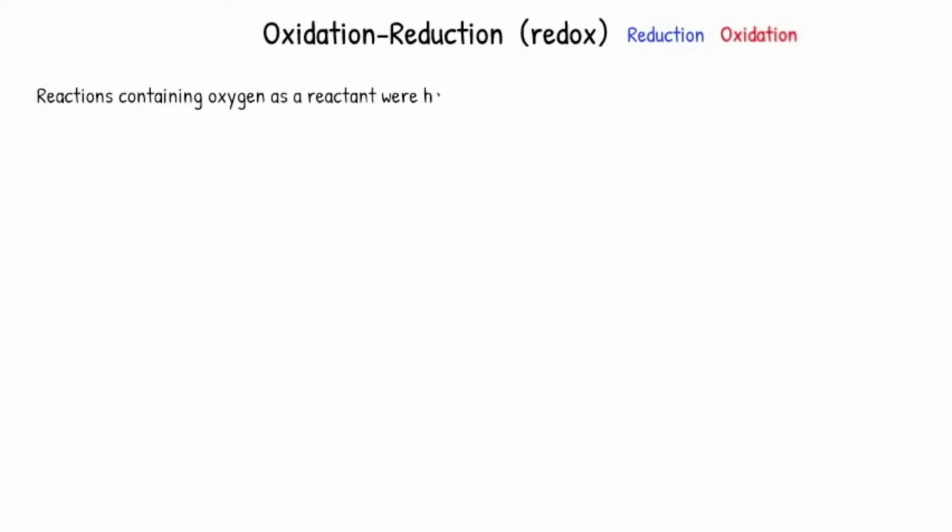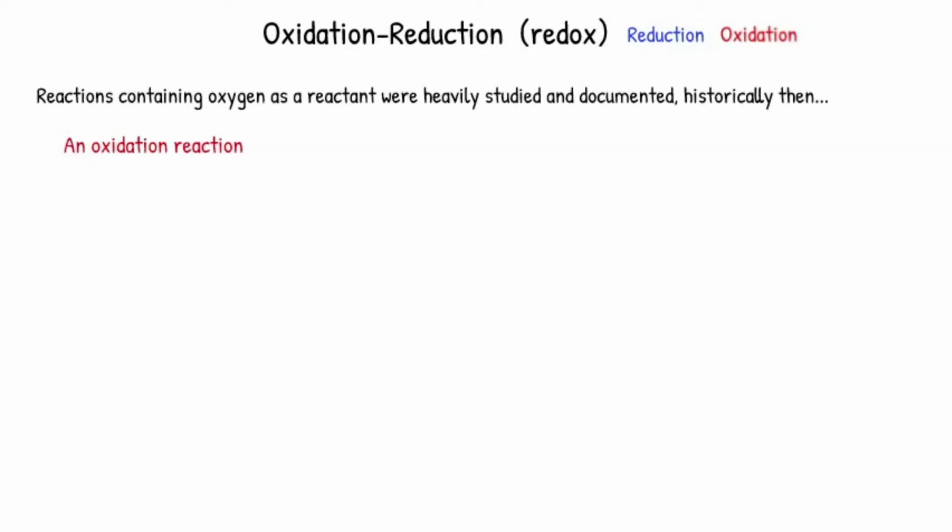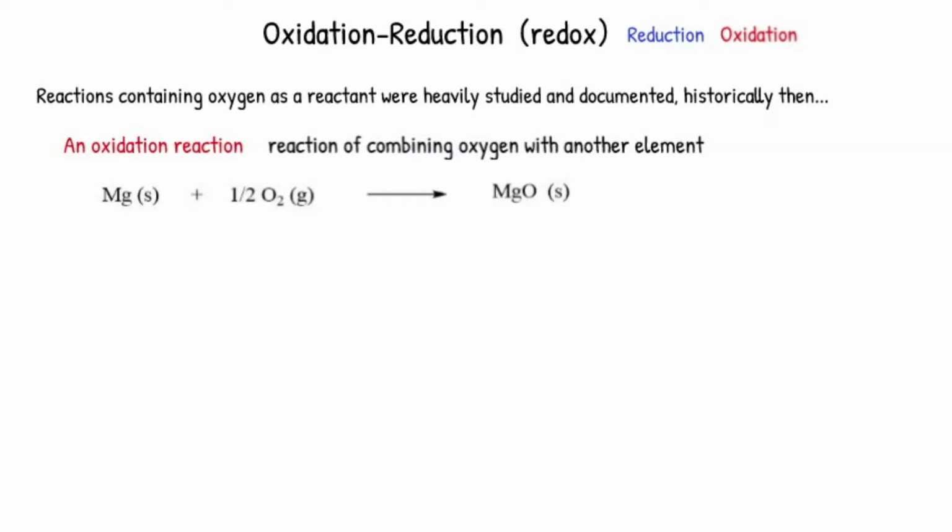Oxidation-reduction reactions are also called redox, for reduction and oxidation. Reactions containing oxygen as a reactant were heavily studied and documented. Historically, then, an oxidation reaction is a reaction of combining oxygen with another element. For example, magnesium was reacted with oxygen to give magnesium oxide. To describe this reaction, the metal is said to be oxidized.